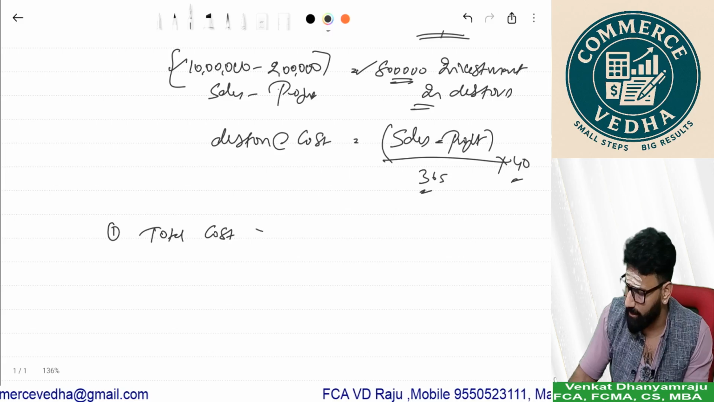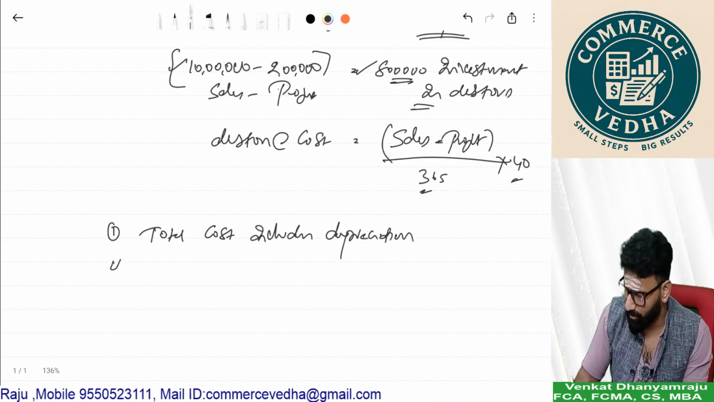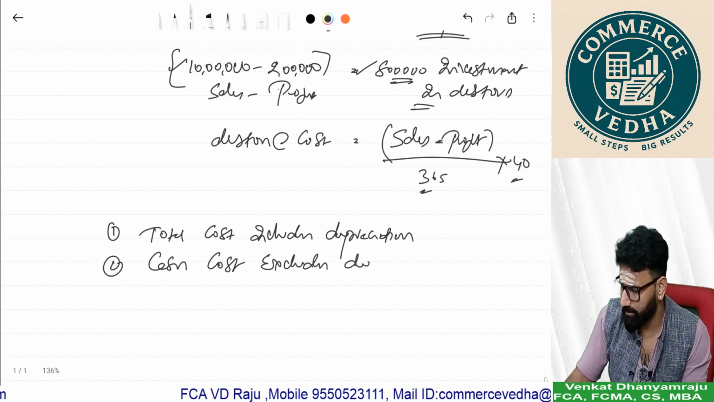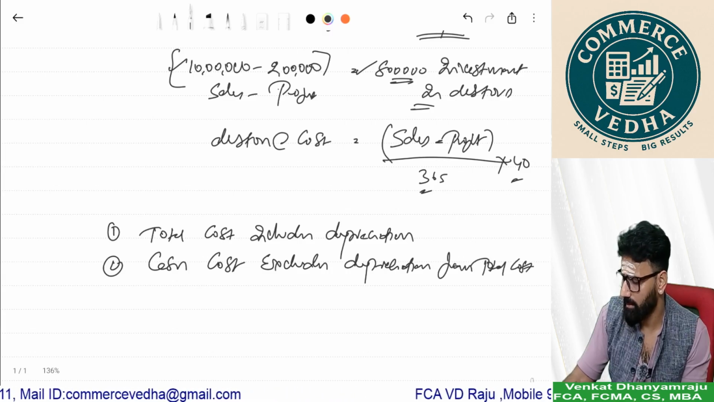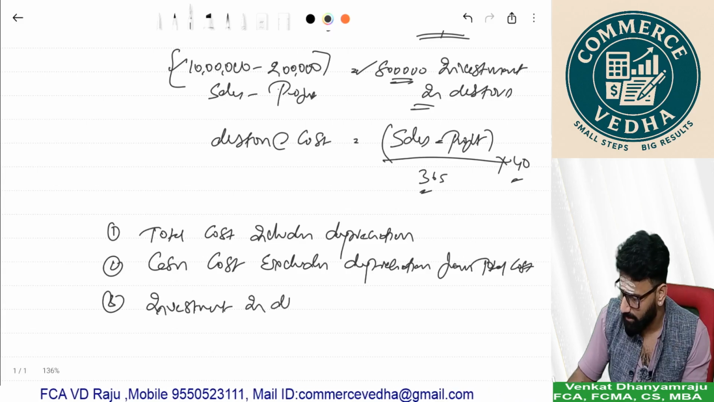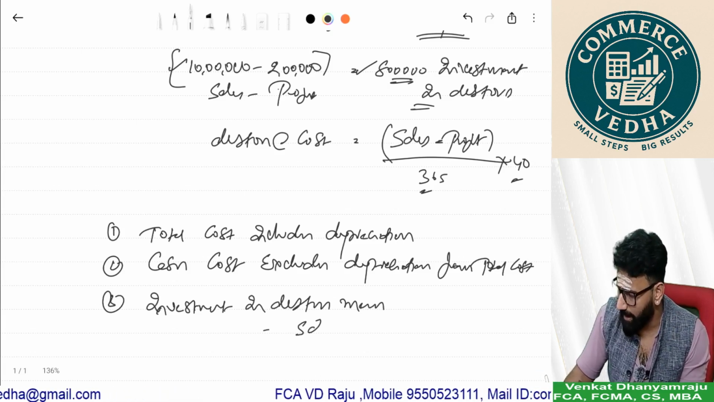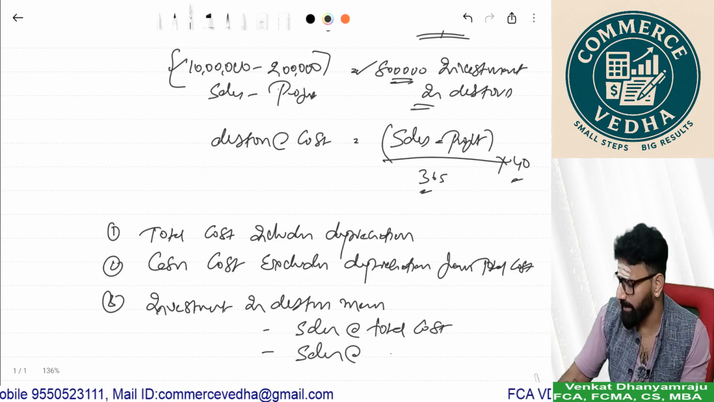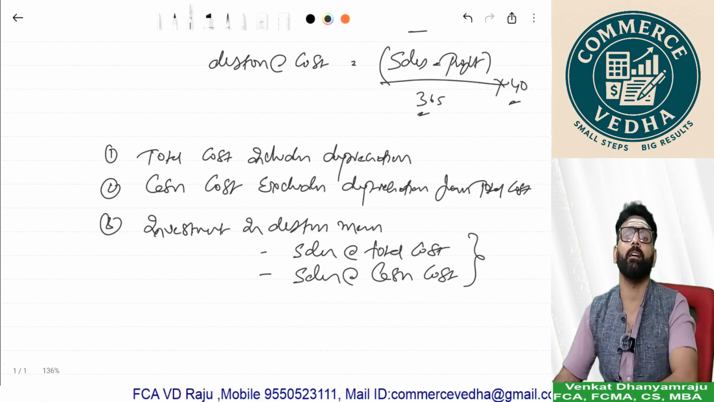So a lot of concepts here we should develop over a period of time is, number one, total cost includes depreciation. Number 2, cash cost excludes depreciation from total cost. Investment in debtors means sales at total cost or sales at cash cost, depending upon the question, unless the question says compute debtors on sales.